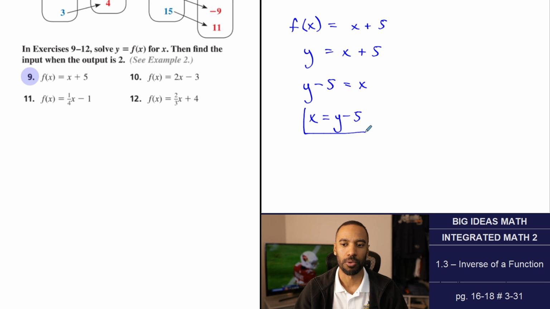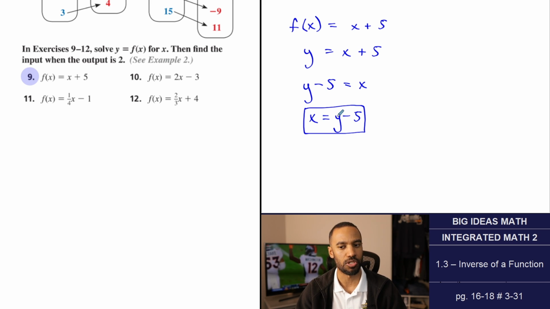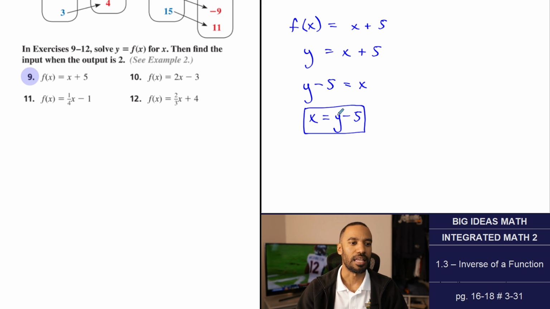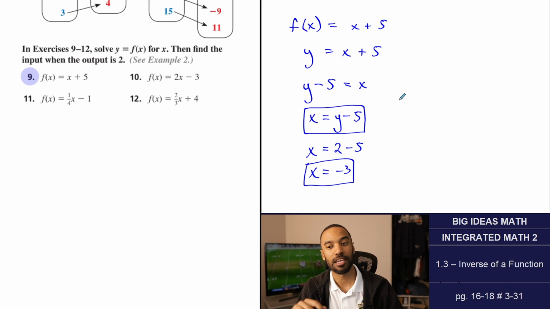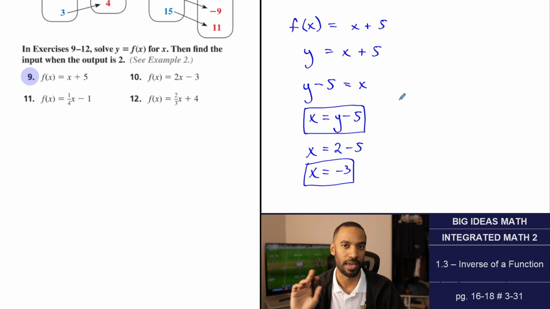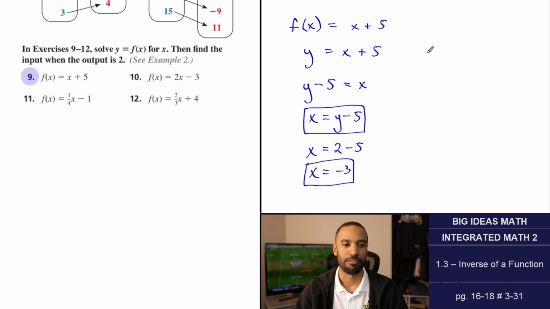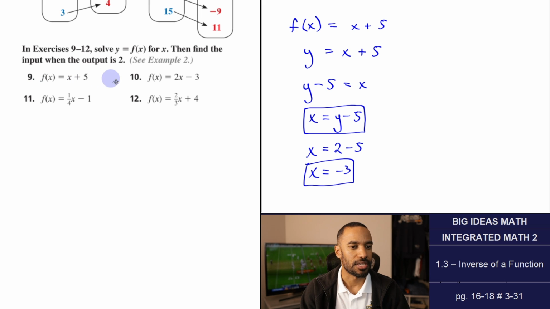Okay. So the input is now the one that we are going to be solving for by substituting values for the output. Let's find the input when the output is 2. So let's substitute 2 for y in this scenario, and we will get negative 3 for x. So we have solved for x when y is 2. It's the other way, and so now y is kind of like your input, the way that it would in inverse. Number 10, same thing.